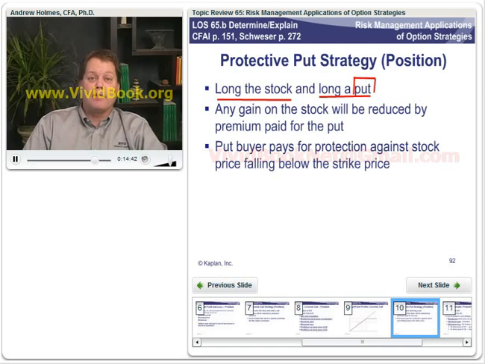So effectively, this is buying stock and then buying insurance. And if you buy insurance, of course, you've paid for insurance, and if the stock price goes down, you'll use it. If the stock price doesn't go down, then you won't use it.